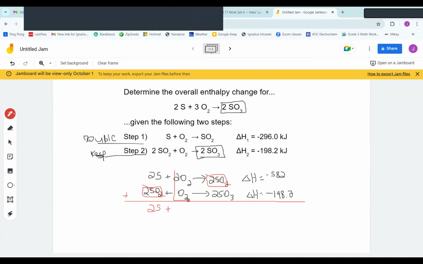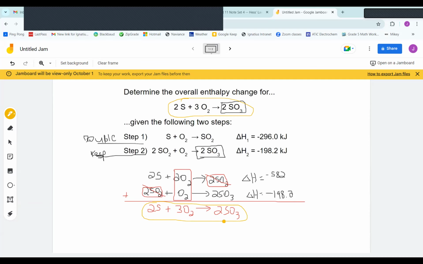Notice that in step 1 you've got 2 oxygens on the left side, and in step 2, 1 oxygen on the left side. Those will add together to give you 3 O2 molecules. And then lastly, we have 2 SO3 molecules on the right side. Did we reproduce the overall equation? Does what's written here match what's written here? Yes, we've done it.